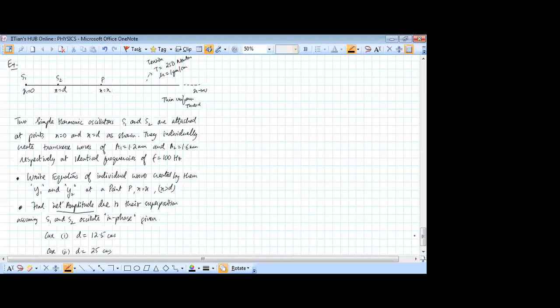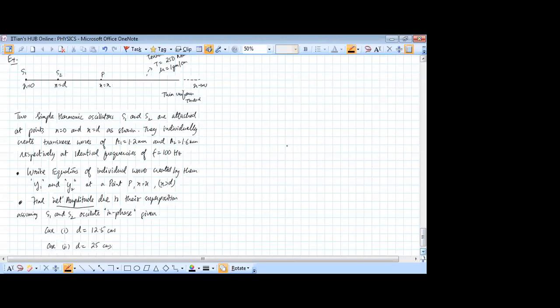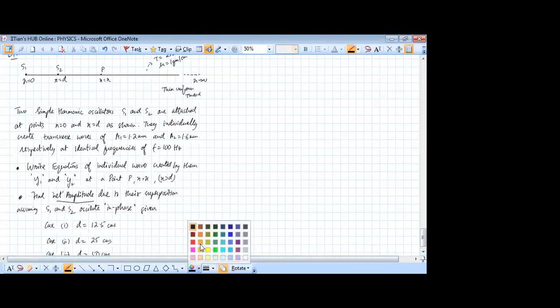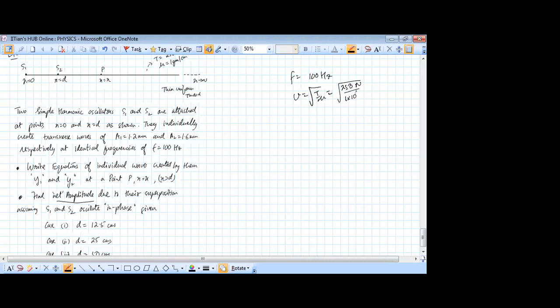Yeah, so let's start with the first part, people. Hope you're writing the individual equation. So basically what is happening is, let's start with all the basic information. Frequency of both the sources is 100 hertz. And the propagation speed in the medium is the square root of T by mu, which you will write as 250 newtons divided by 1 into 10 raised to power minus 1, because you will convert this to kg per meter.